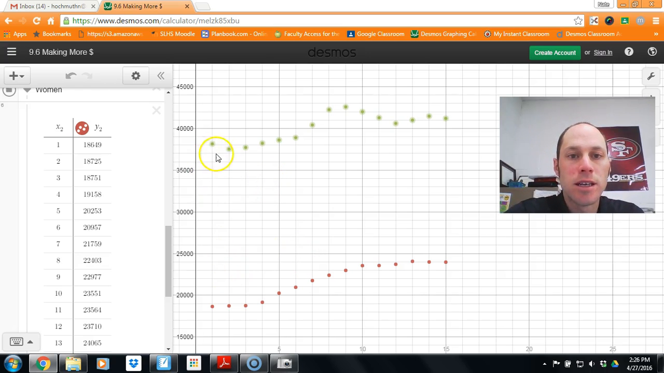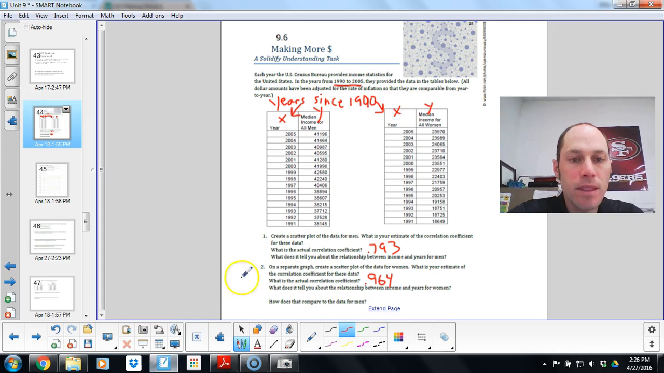But what we have is the men and the women. We can see that the men are kind of going up, but then for a while it goes up and then comes back down. Whereas the women seem to always be going up, so that's more of a correlation with that. It's a stronger correlation than the men. So either way, you should have predicted that the women had a stronger correlation than the men. Whether you predicted it right or not, it tells us that the women have a very strong positive correlation. Men, there's positive correlation, though not as strong.